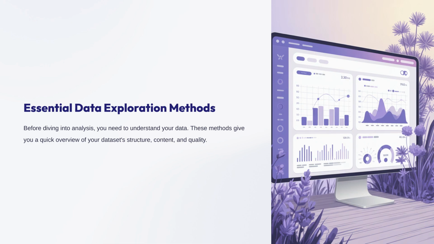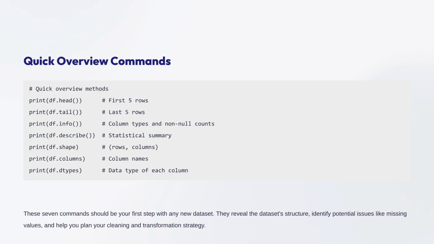Before diving into analysis, you must explore and understand your data. Essential data exploration methods provide a quick overview of your dataset structure, content, and quality. Commands like `head`, `tail`, `info`, and `describe` are your first steps with any new dataset. They reveal the structure, size, column types, and statistical summary, helping you plan your cleaning strategy.